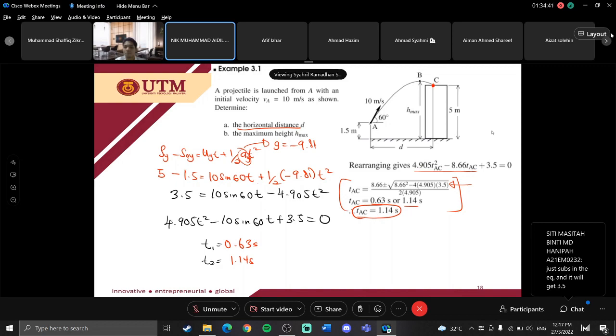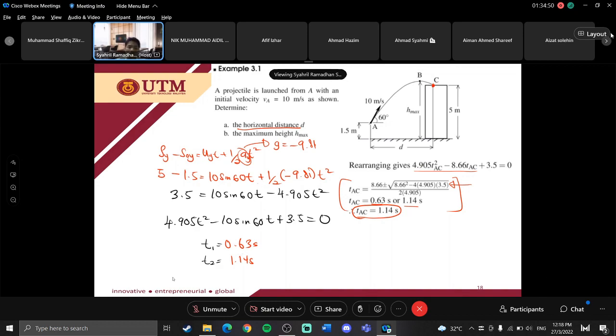Because it is the time at C, I think. Because the time at C. So 0.63, where is the location? Is it because it is at the same height, sir? Same height? Oh, okay, I think I understand your answer.